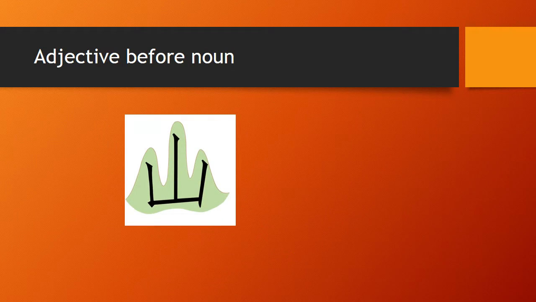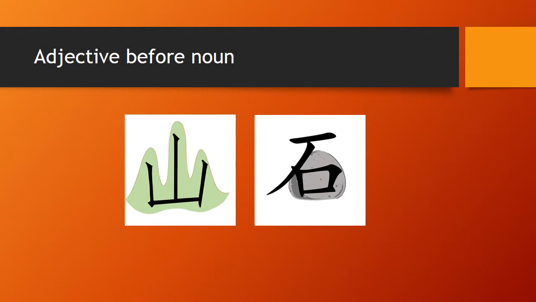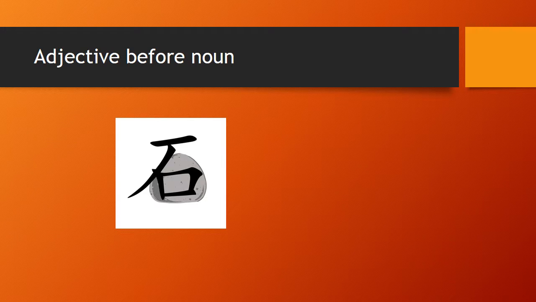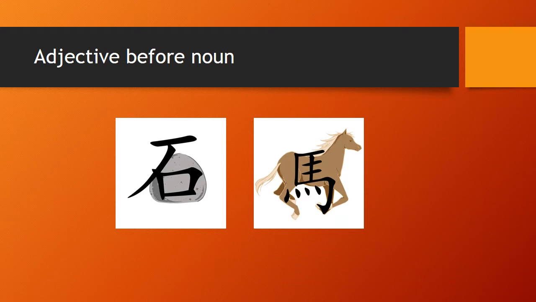Okay, how about this? Shan, shi. This time, mountain is going to be the adjective, therefore it's a mountainous stone or mountain stone. Let's have stone, shi, ma. What does it mean? Again, stone horse. Okay, stone here is the adjective.